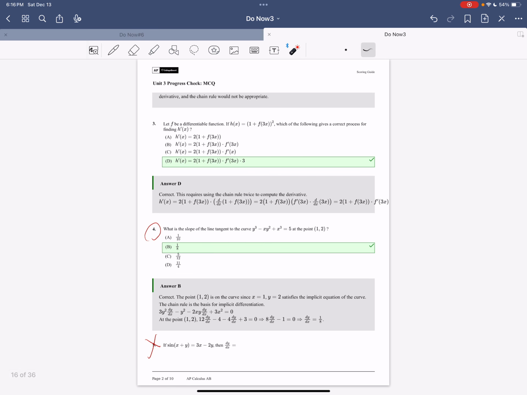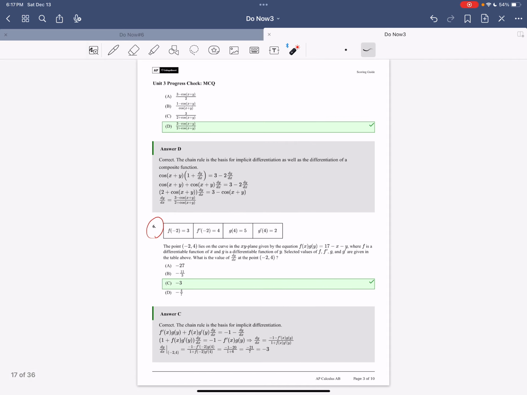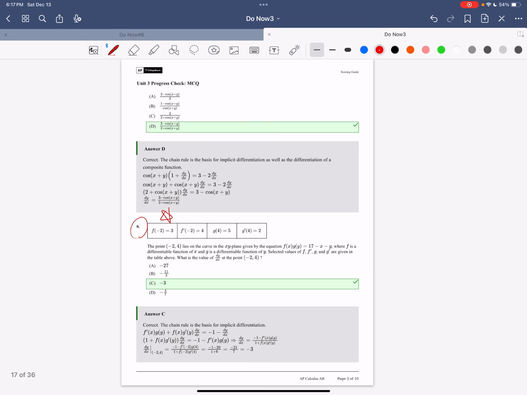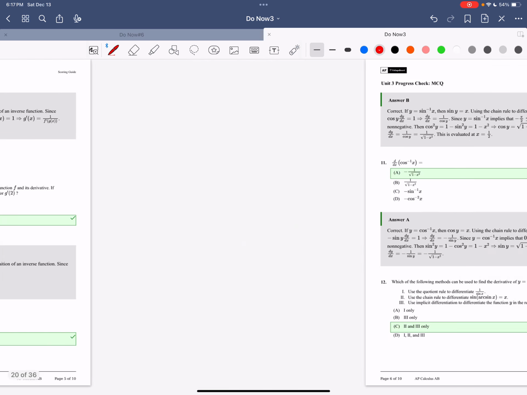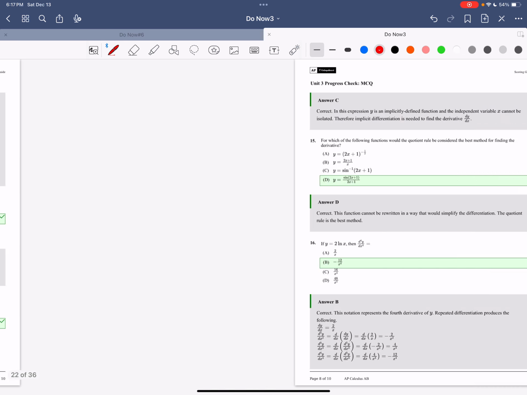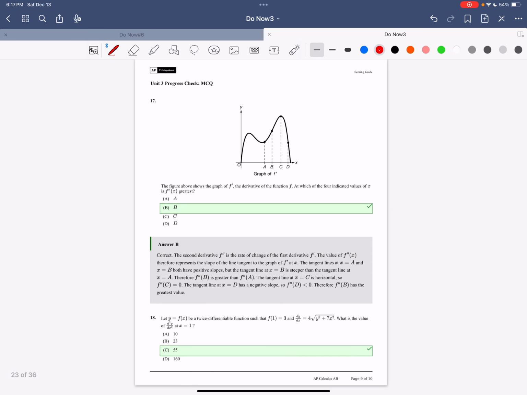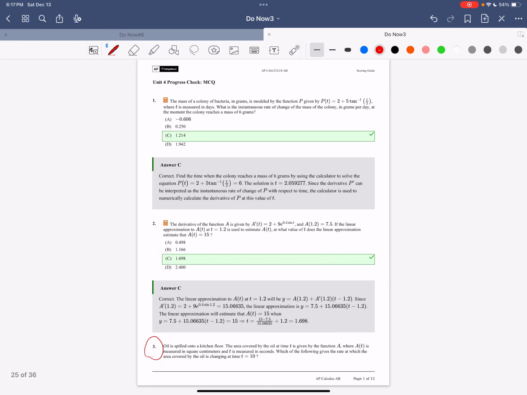About unit 3, I want you guys to do question number 4. And if you had me on Friday, I circled question number 5 instead of 4, but actually this one is going to be slightly better. And question number 6, you will have this question for sure, so make sure you do this. Question number 8, question number 9. That's it for unit 3, I believe.